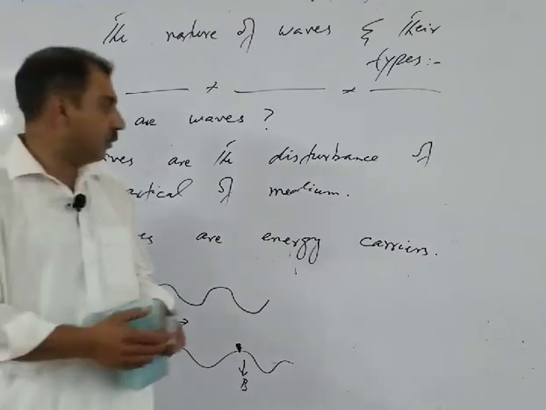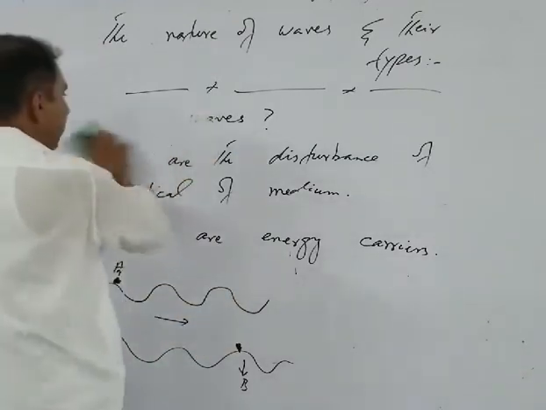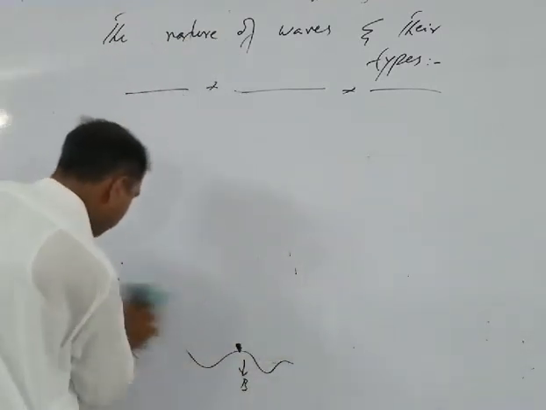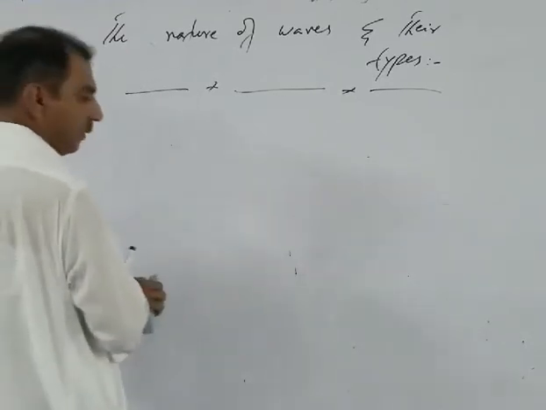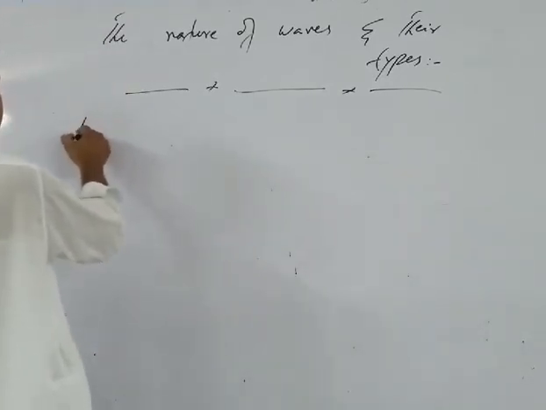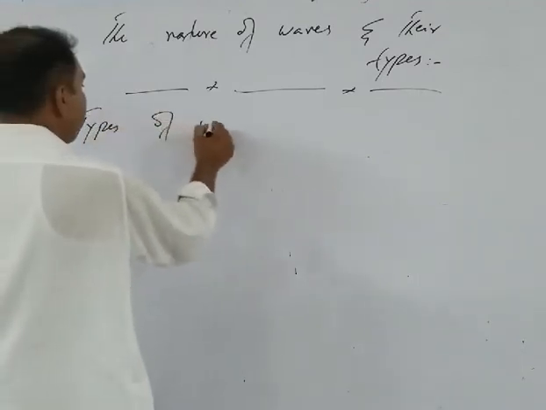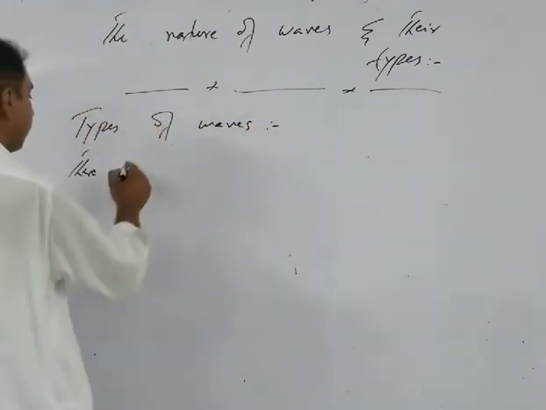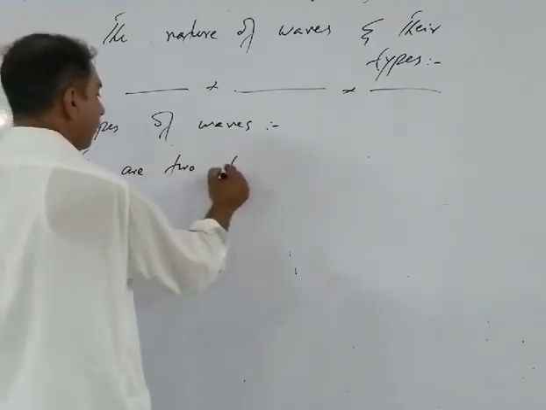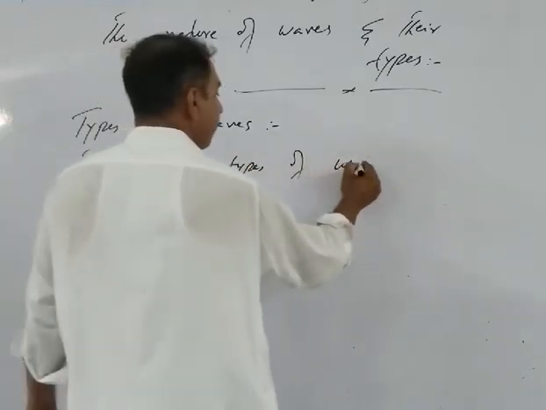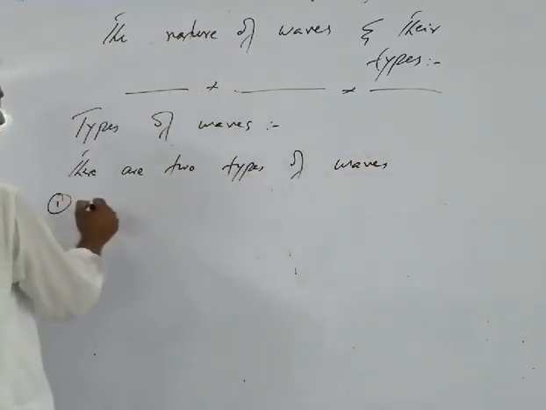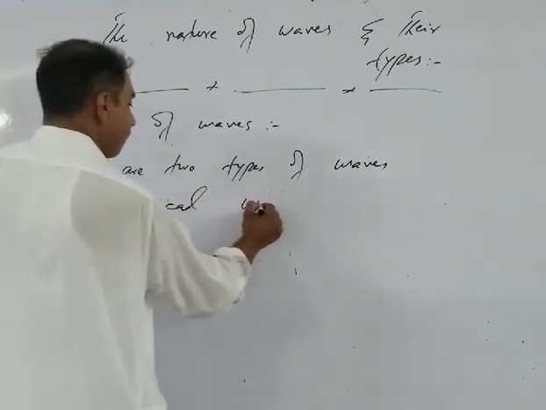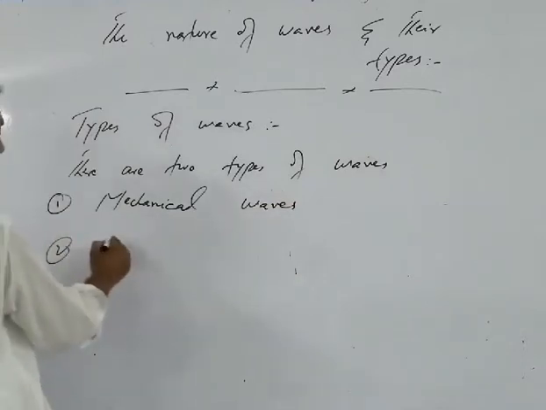Now, types of waves. There are two types of waves. Number one, mechanical waves. Number two, electromagnetic waves.